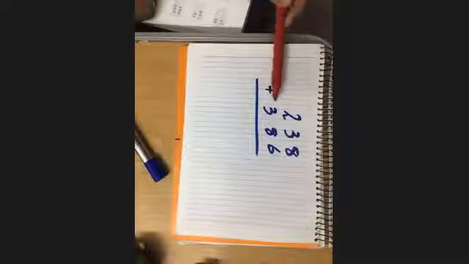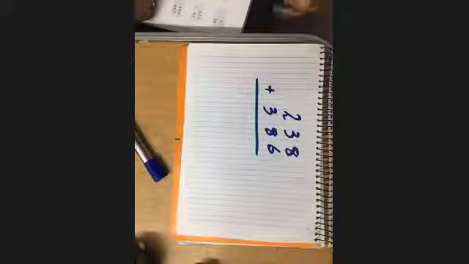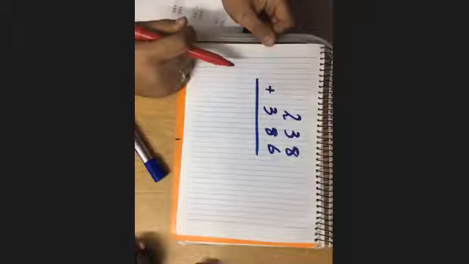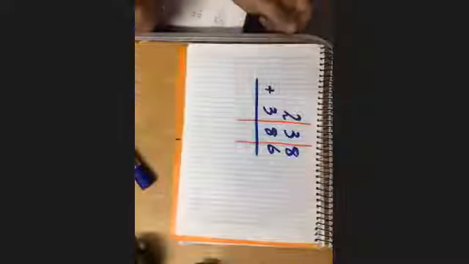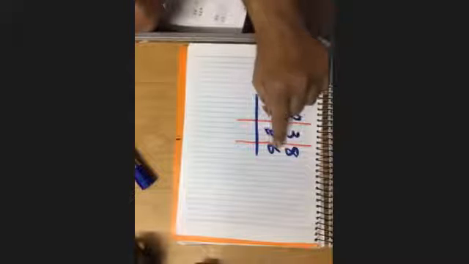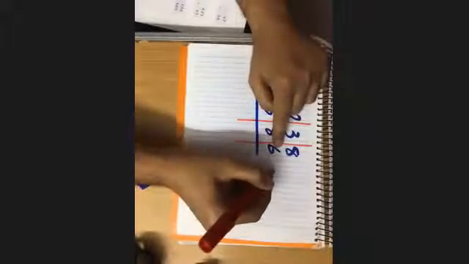386. Very good. I want to add 238 and 386. How can we do this? We will add. We will make 8 plus 6. But please make this line first. Okay. 8 plus 6 equal 14. Very good. I will write 14 here.